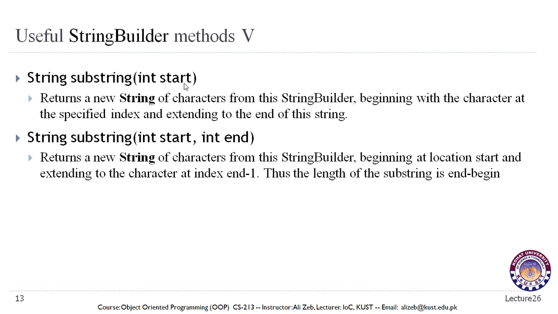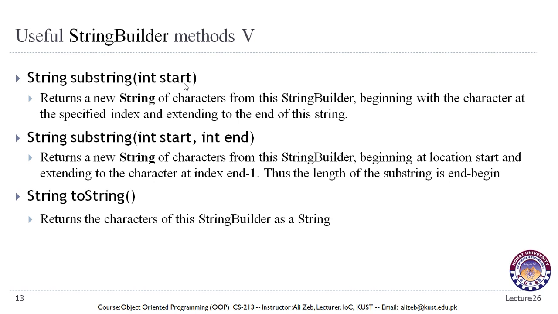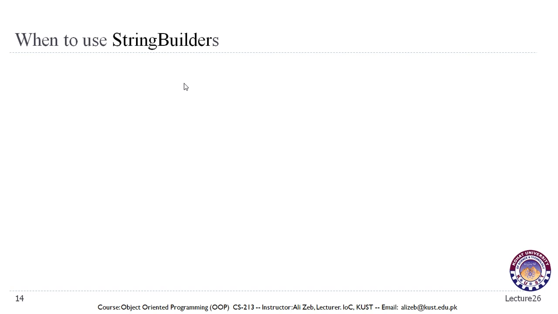We can also pass two arguments to the substring method. It returns a new string of characters from this string builder, beginning at location start and extending to the character at index end minus 1. Thus the length of the substring is end minus begin. If you remember, it works the same as the substring method for the string class. You can also use toString, which returns the characters of the string builder as a string, as we understand.